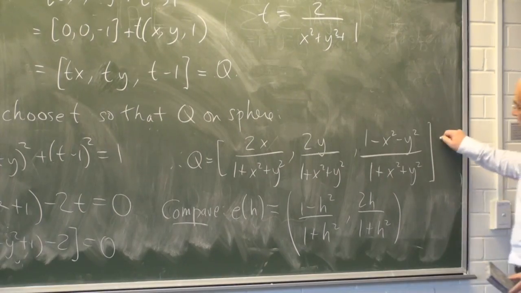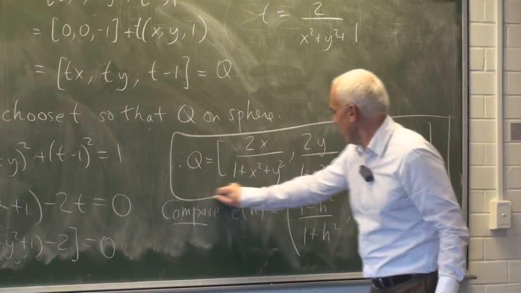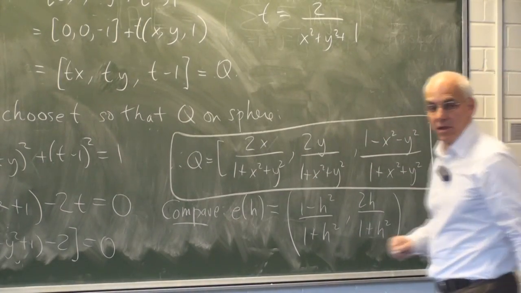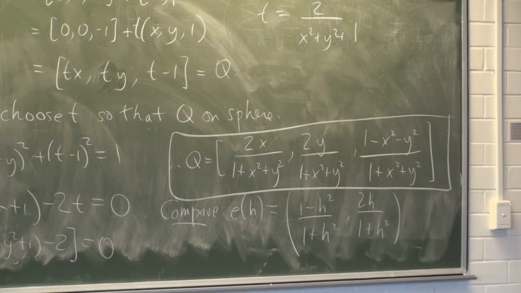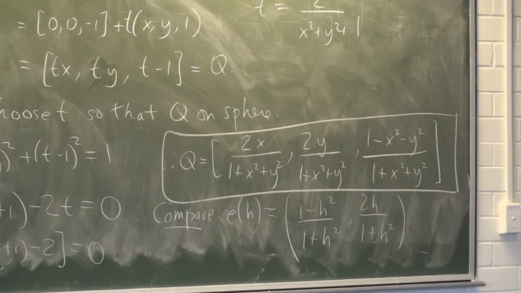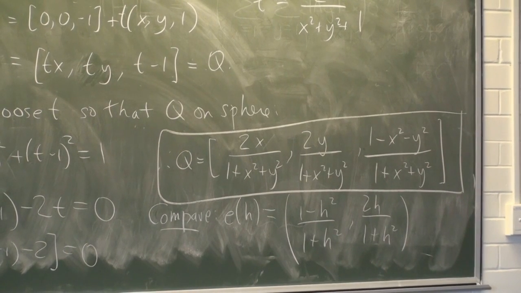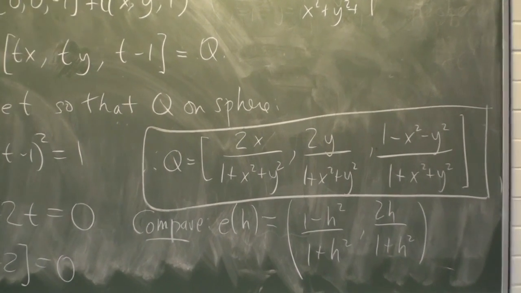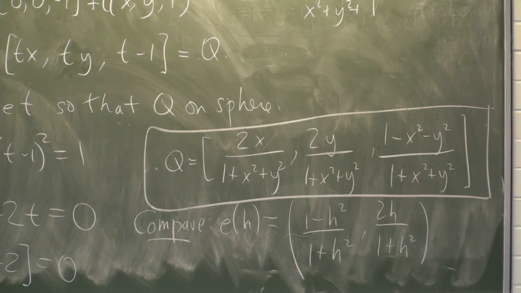All right, so this is an important formula. Let's put a box around it. It's giving us a parametrization of the sphere. So if you plug 2 rational numbers x and y into there, you're going to get a rational point on the sphere. And conversely, any rational point on the sphere is obtained in this fashion for some points x and y, which are rational numbers.